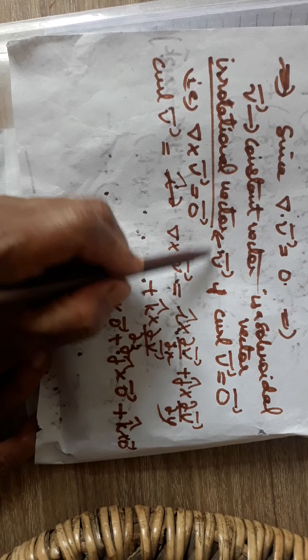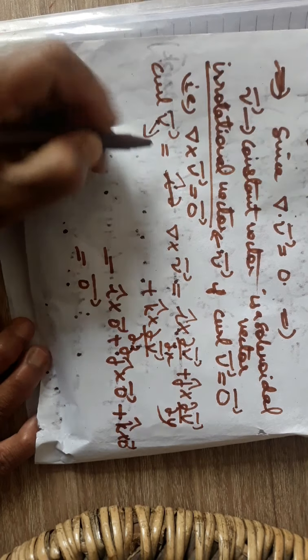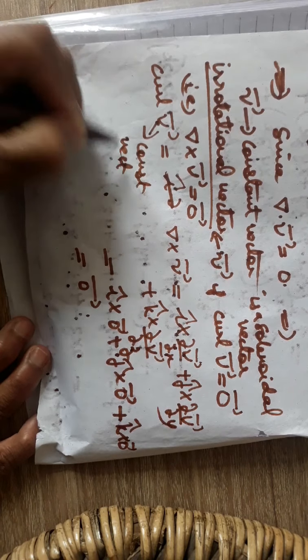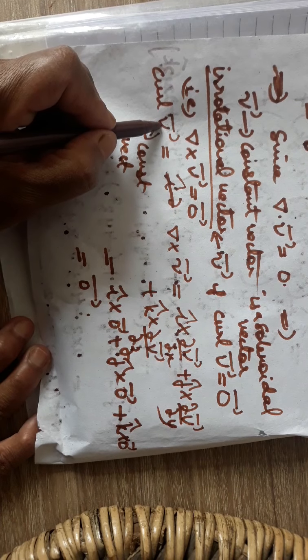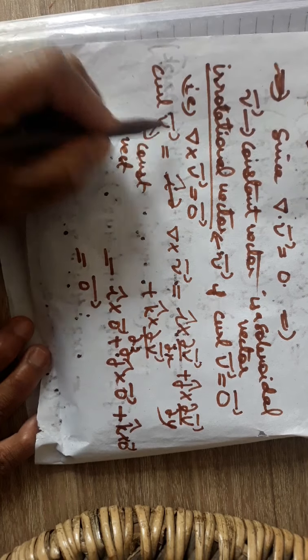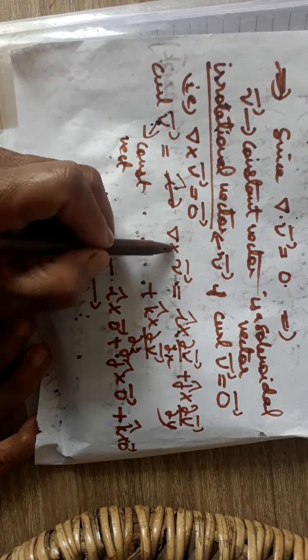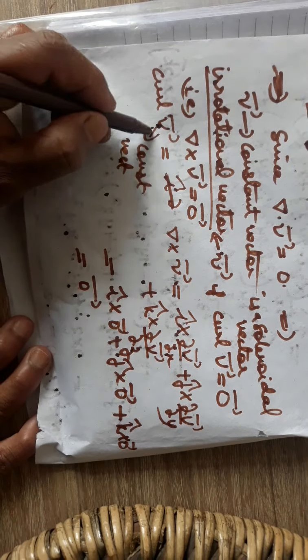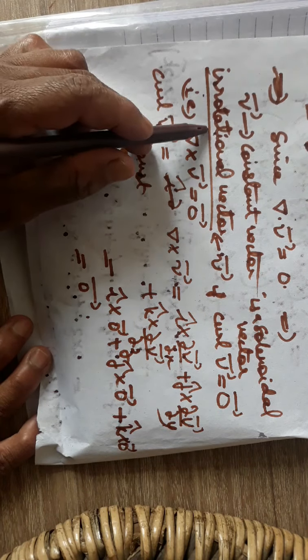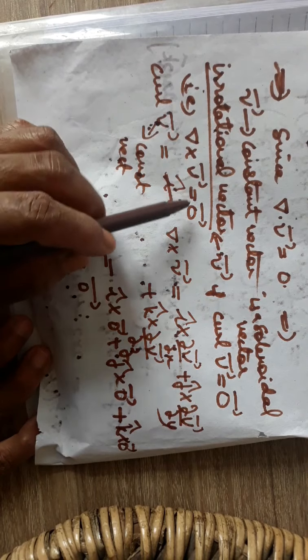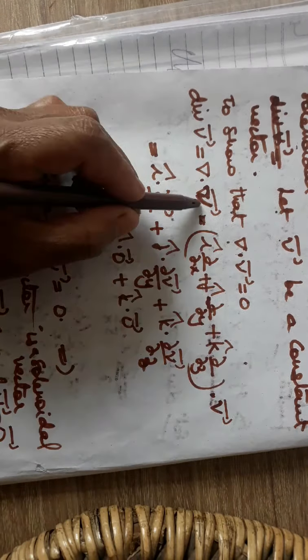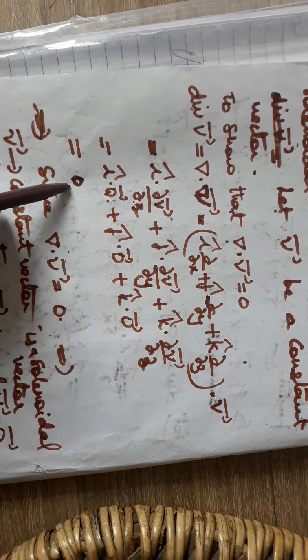But what is v bar here? I'm taking it as a constant vector. If v bar is a constant vector, then such a vector is irrotational, because the curl of this vector will always be equal to 0. So any constant vector is always an irrotational vector, and at the same time it is also a solenoidal vector. Why? Because the divergence of this constant vector always gives you a zero quantity.